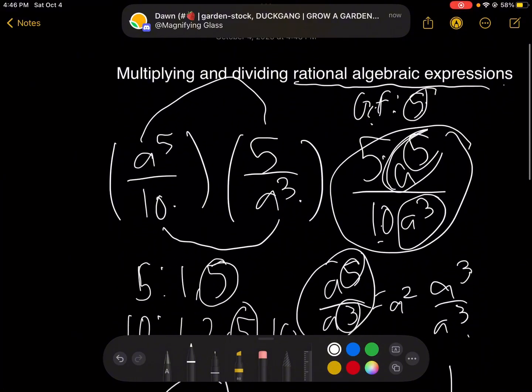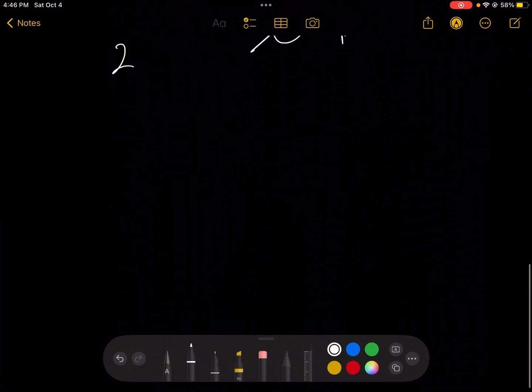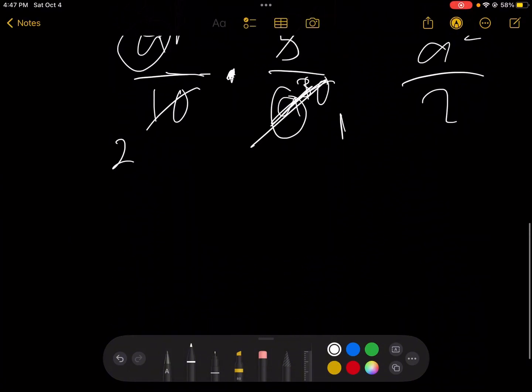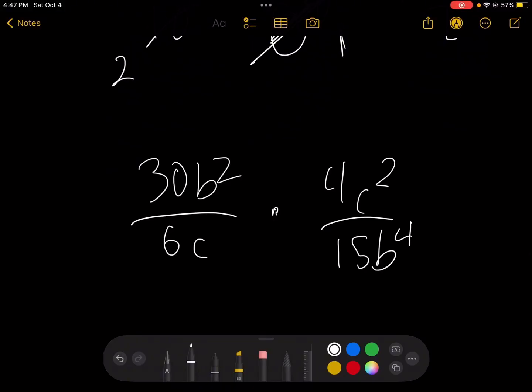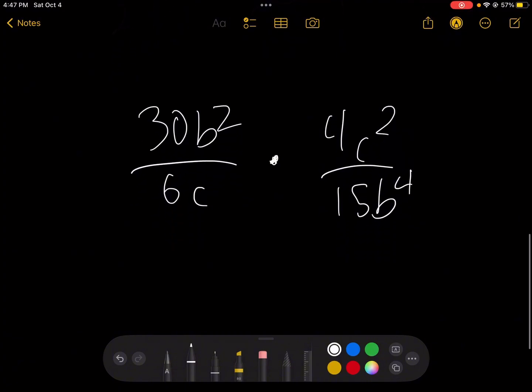Okay, now let's do the harder version. There's 3 levels to this. Okay, now we got our expressions to divide. In my opinion, cancellation is easier, so I will do that.